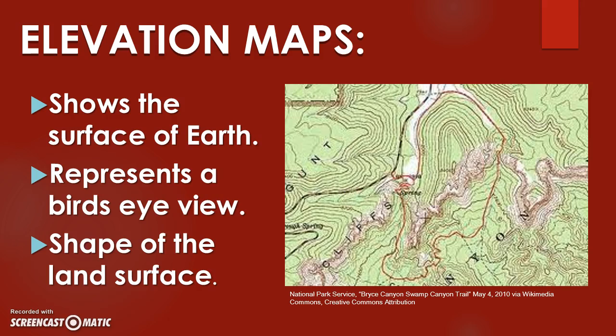They show the surface of the earth, represent a bird's-eye view, and the shape of the land surface. First off, elevation maps can show mountains and rivers and cities. Like I said before, it represents a bird's-eye view from above, like from outer space. Elevation maps also show the shape of the land surface, like how tall a mountain is. As you can see in the map to the right over here, you can see these crevices. This is the elevation of a mountain or a hill, and this also shows the rivers and things of that sort.